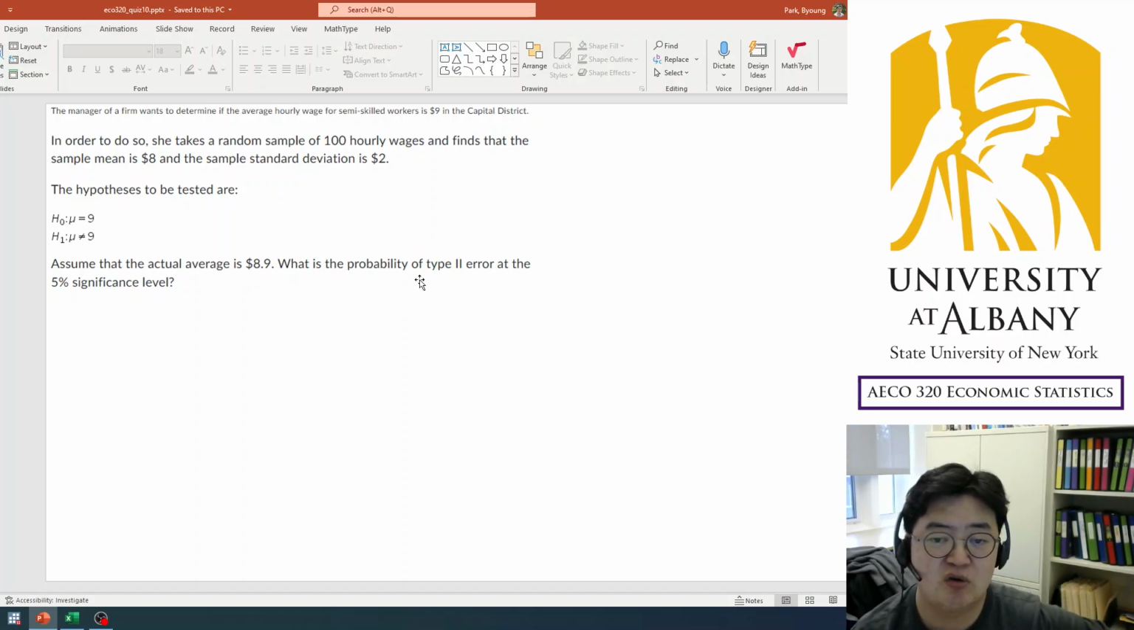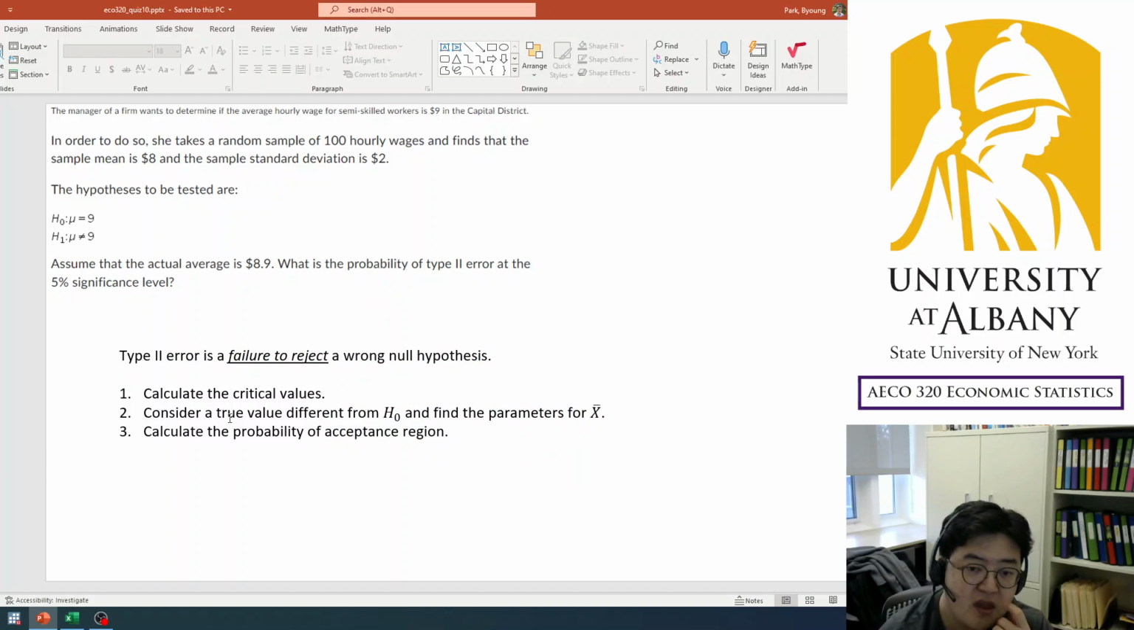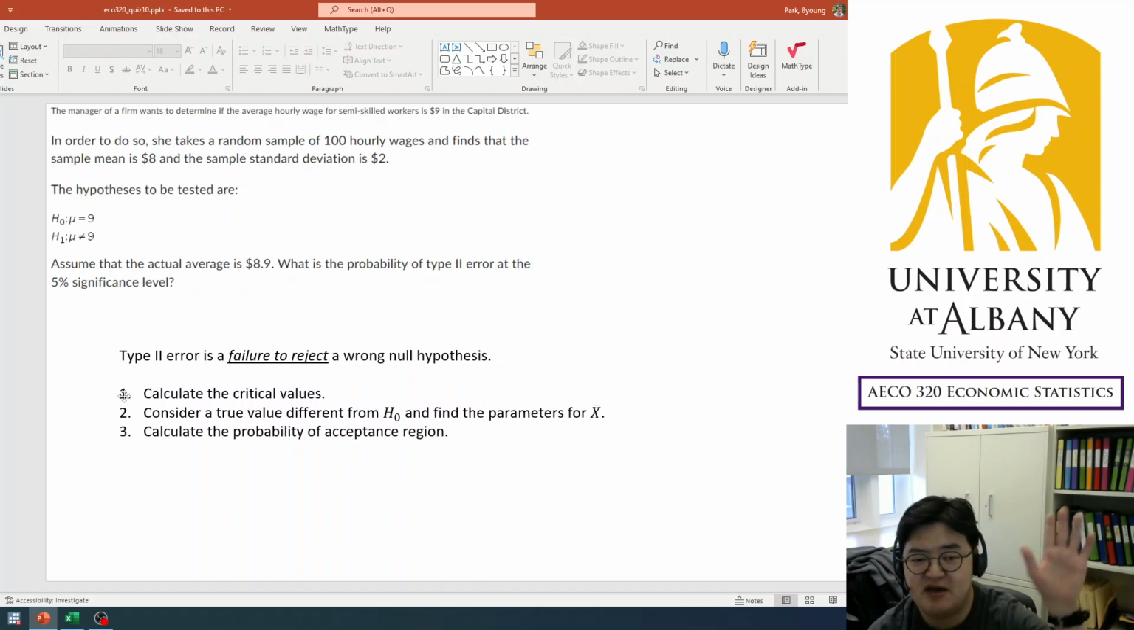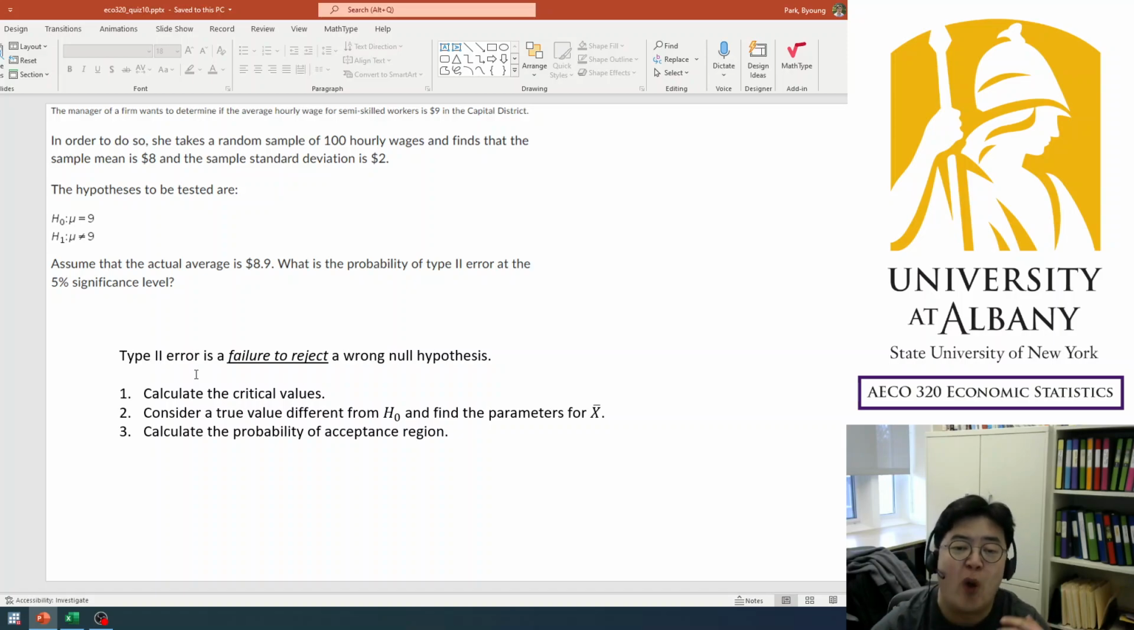Okay, now you have to calculate the type 2 error probability, which requires some algebra. Remember again, the definition of type 2 error is that it is a failure to reject a wrong null hypothesis. We are going to do this in 3 steps. Actually, these 3 steps are exactly the same as what you have done for the previous question. First step, we need to determine the critical values. That basically means we need to determine when we reject. We need to determine the rejection rule.